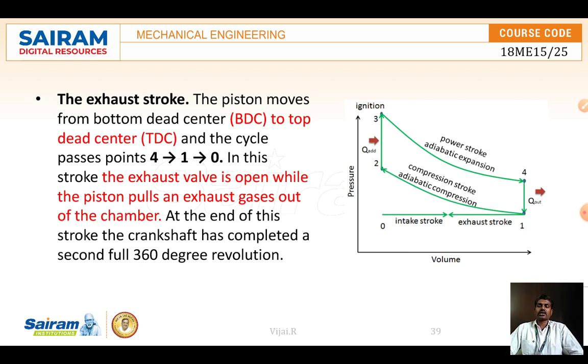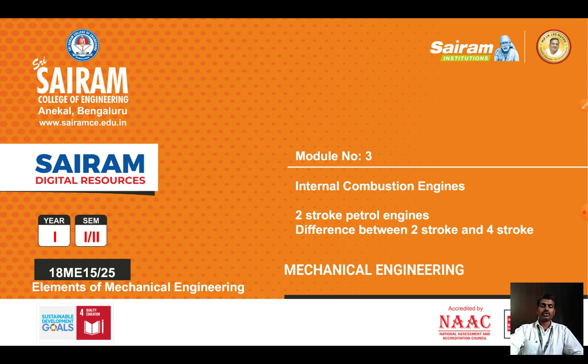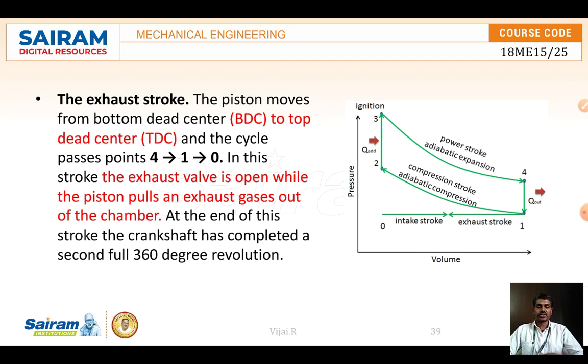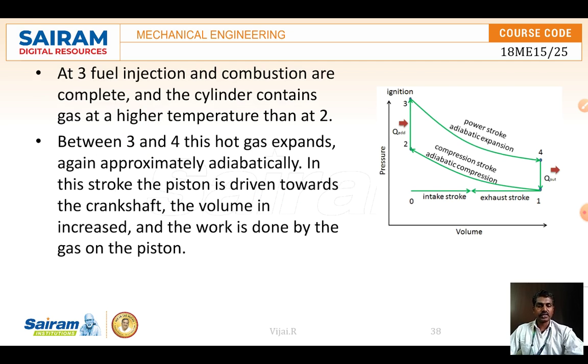At that time the exhaust valve is open, and the piston pushes all the burnt gases outside of the chamber. So we can see one total cycle is completed. In two revolutions the entire cycle is completed: four strokes happen in two revolutions. This is how the diesel engine operates.